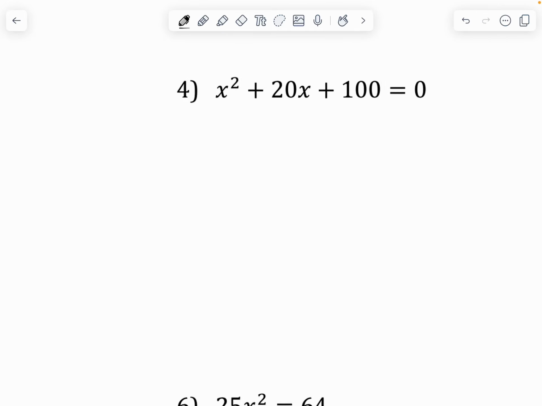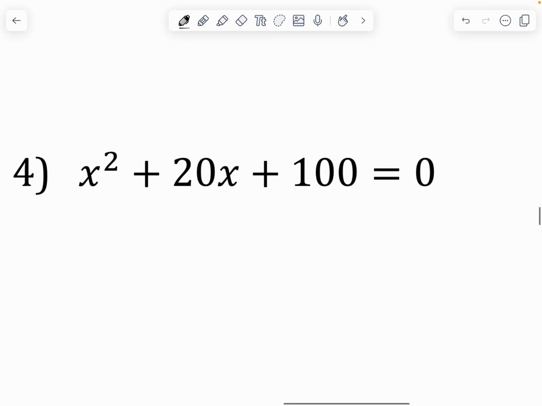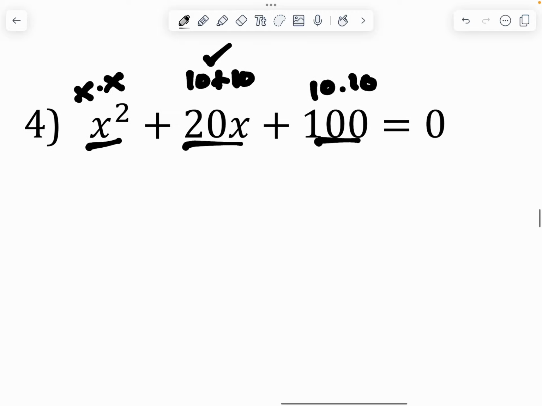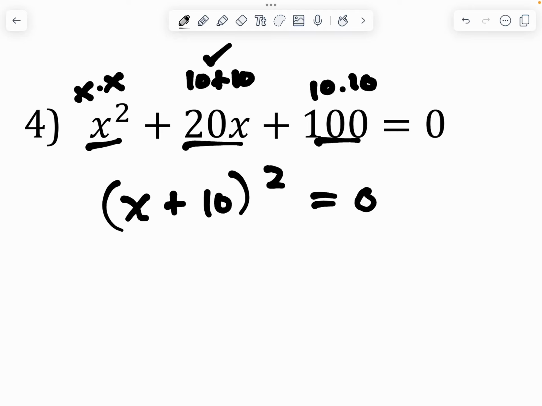All right, number 4. Is this a perfect square trinomial? Well, this is x times x. This is 10 times 10, and then this is 10 plus 10. Yes, it's a perfect square trinomial because they all work. Therefore, I can factor this into x plus 10 quantity squared equals 0.